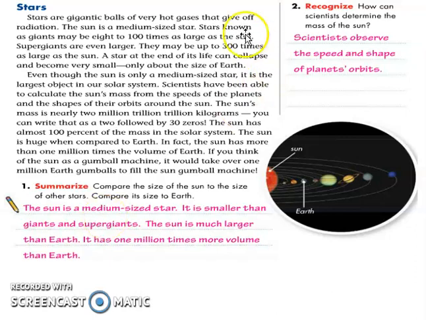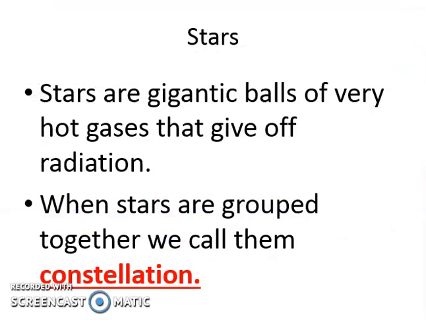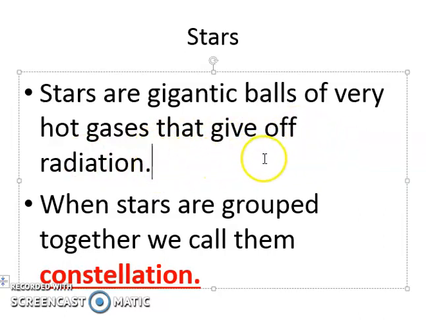So this long sentence and paragraph, I will summarize it for you, and I will be back to answer the following question. Stars are gigantic balls of very hot gases that give off radiation. When we say give off radiation, it means it gives off light. That is one of the products of the sun. It produces light. When stars are grouped together, we call it a constellation.